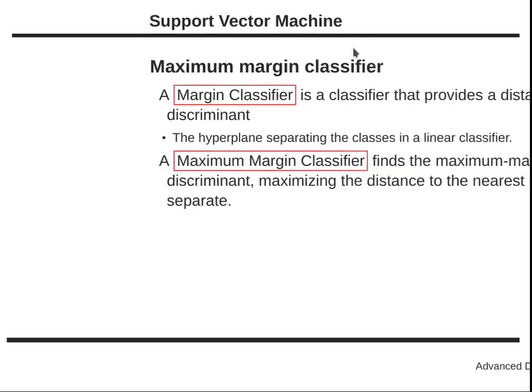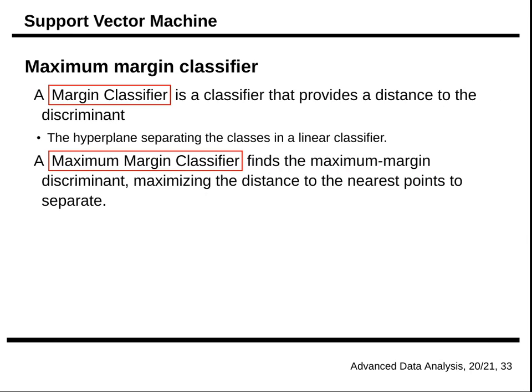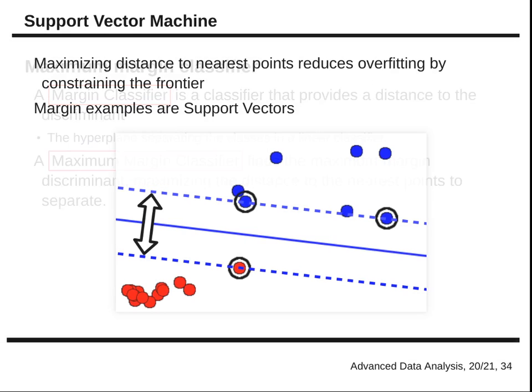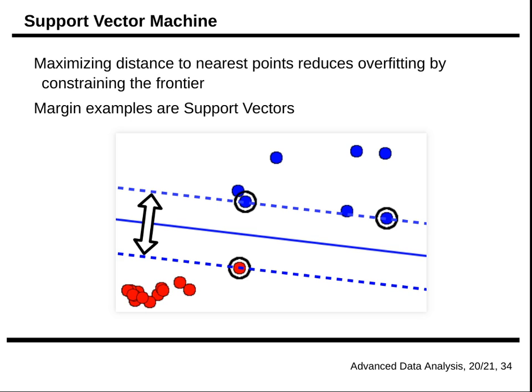The idea of a support vector machine is to try to find the discriminant by maximizing the margins. So we have a margin classifier if we can measure the distance to the discriminant. So for example, that hyperplane separating the classes, and the maximum margin classifier tries to find the discriminant that maximizes the margin. And the margin is the distance to the nearest points. So these would be called the support vectors, because these are the ones that force the discriminant to be in that place.